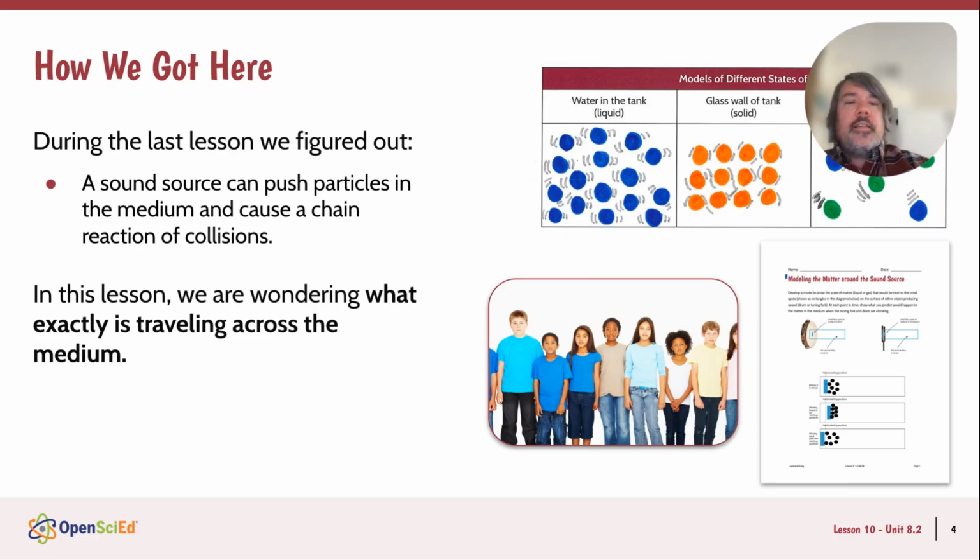All right, so let's remind ourselves how we got here. In lesson 9, we started to really dive into the abstract, and started to think about what the medium could look like. We did a little bit of modeling with solids, liquids, and gases, and some kinesthetic modeling. Then we started to think about what's going to happen when an object is vibrating, pushing in and moving back and forth into the medium. So in this lesson, we're wondering what exactly is traveling across the medium? What's actually happening there?